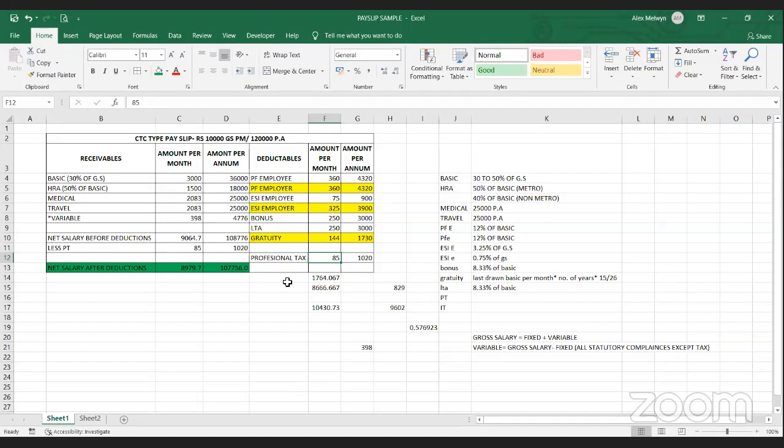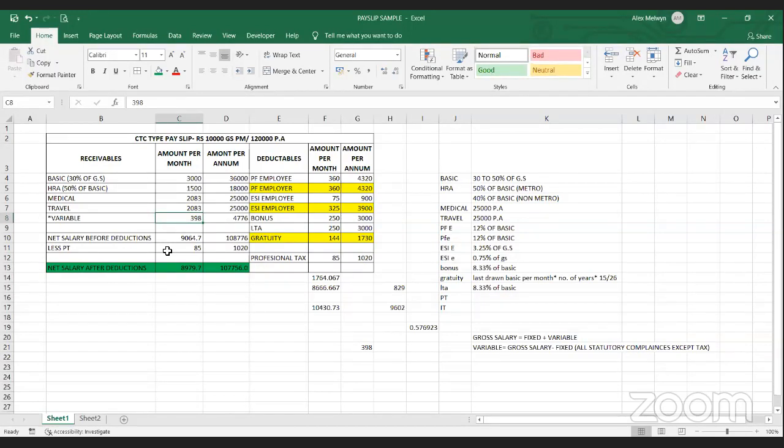Why? Because it's not statutory. That is the biggest advantage for an employer. For example, imagine the employee is arguing, sir, I don't need all the statutory compliances, sir. I don't need PF, I'll write a letter and give you. I don't need any concern. My only concern is I need to get a higher pay.